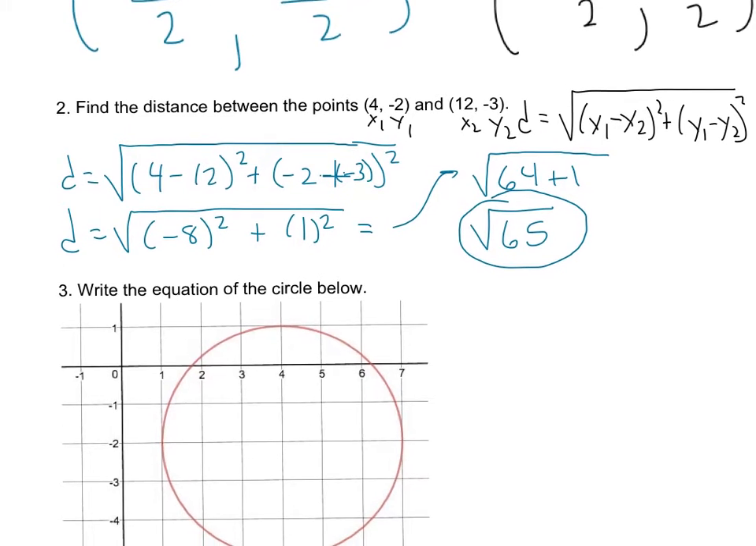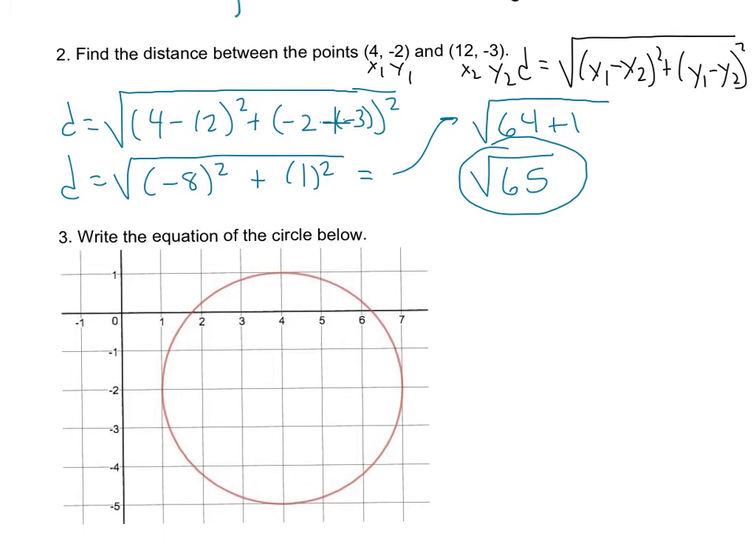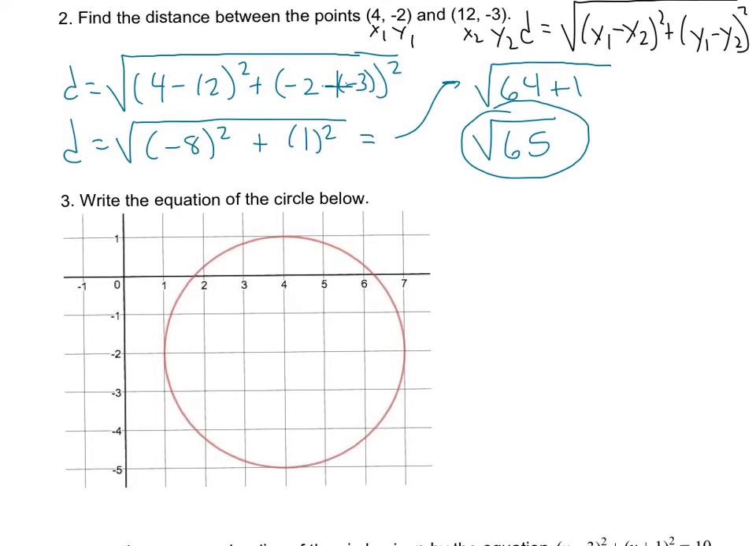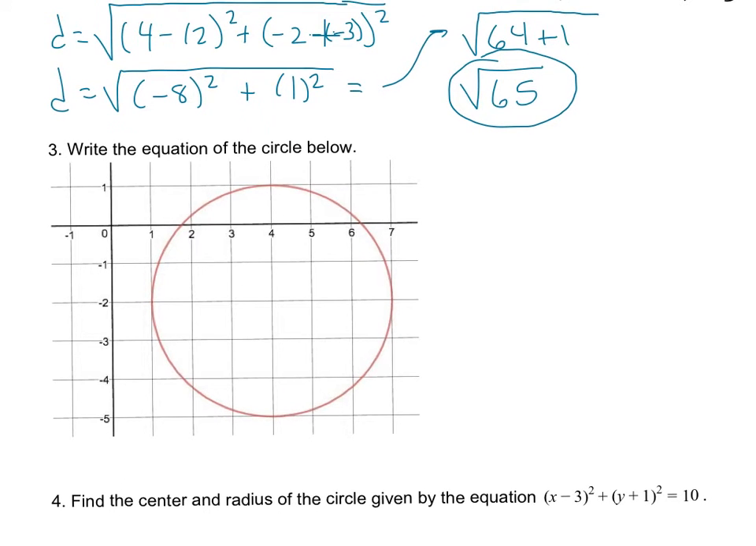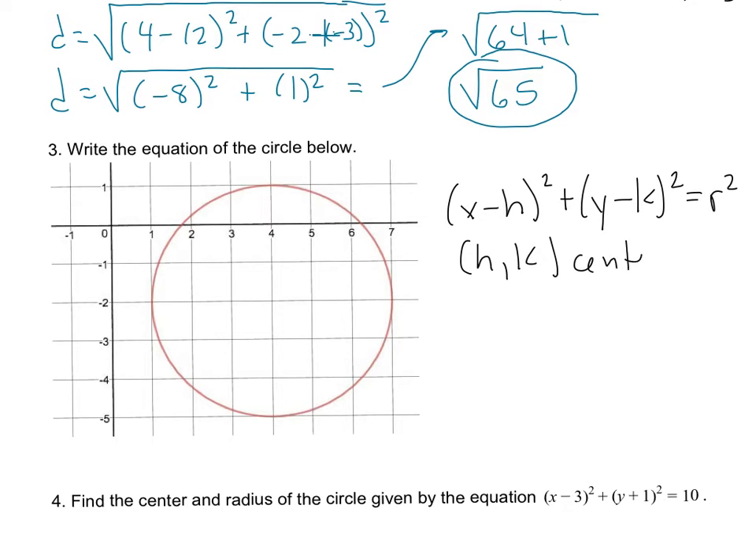All right, let's move down to number 3. Number 3 says, write the equation of the circle below. Now, if you remember the circle equation, a circle equation written in standard form would be (x minus h) squared plus (y minus k) squared equals r squared, where h and k are the center, and r is, of course, the radius.